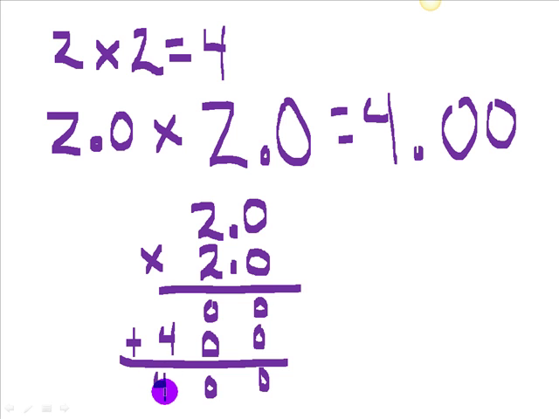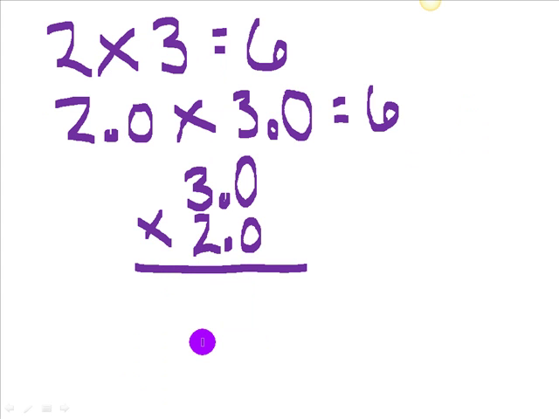Alright, it looks like that 2.0 times 2.0 is 400, but it's not, because I have two numbers that are to the right of the decimal. So I would come down here and I would move my decimal over 2 places, and you already know that 2 times 2 is 4. 2.0 times 2.0 is 4.00, but 4.00 is also 4. Let's take a look at another example.